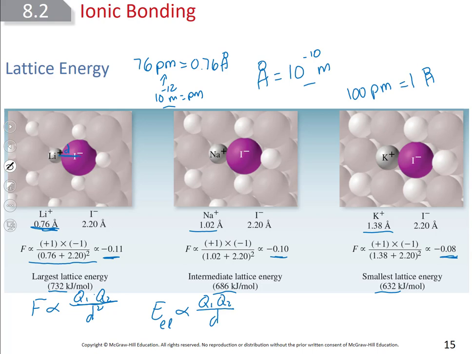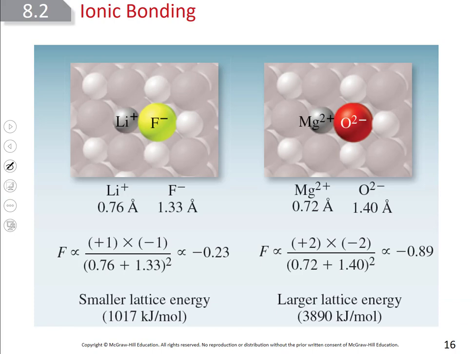So I'll summarize that down here. Bigger ions equals smaller lattice energy. And that is because bigger ions are further apart. So the electrostatic force of attraction is weaker. Make sense? All right. Now instead of changing the size, let's change the charges.